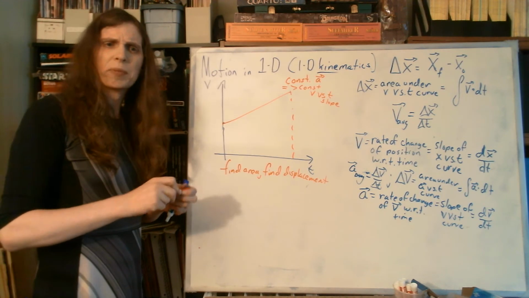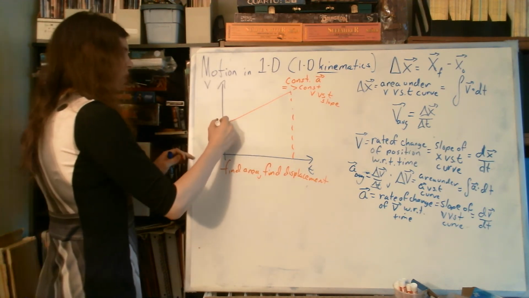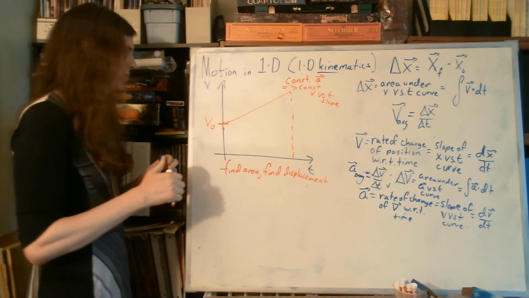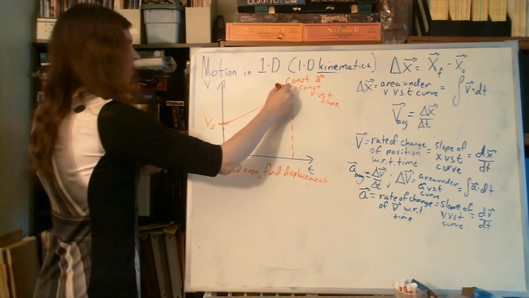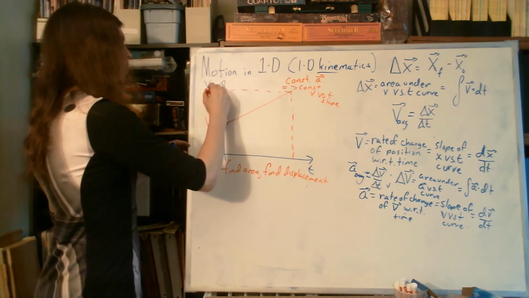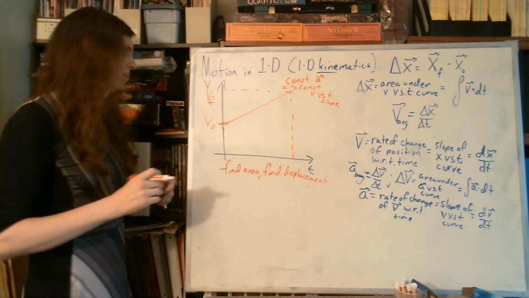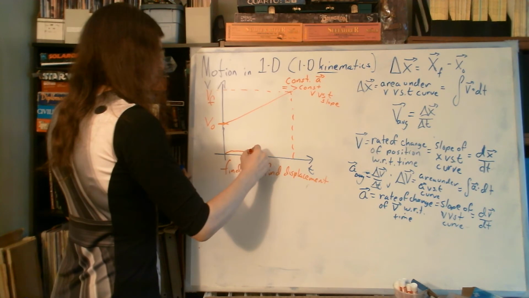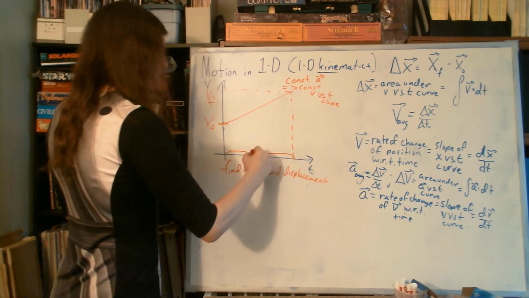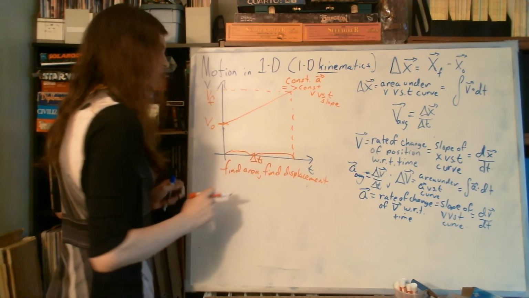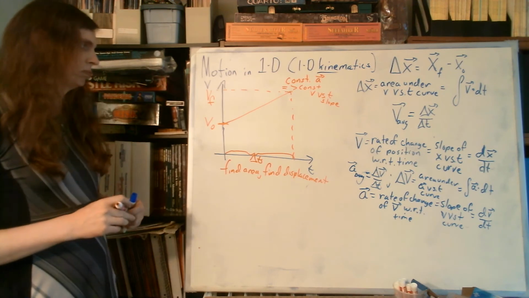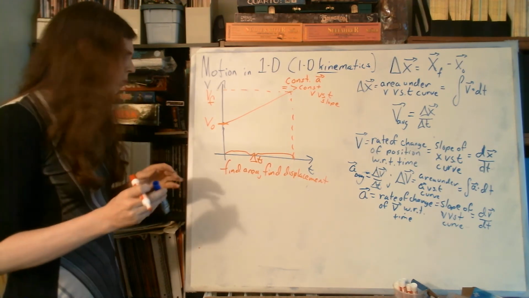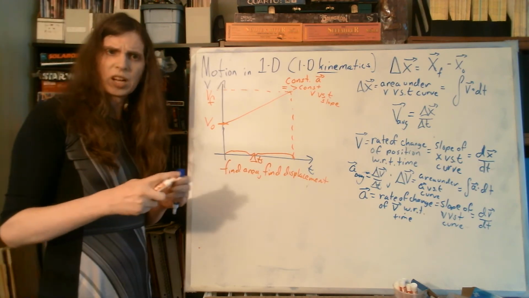So let's label some things. Let's call this velocity here v0. And let's call this velocity at the end here v final. And we'll call this overall time here our change in time. Okay, so first off, let's look at a couple things.